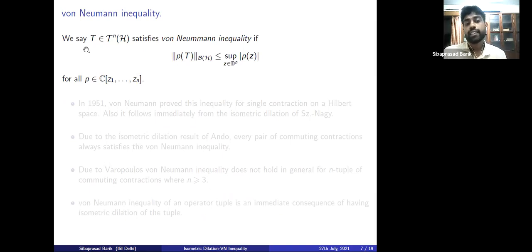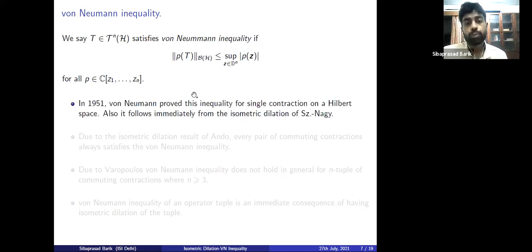An n-tuple of commuting contractions T satisfies the von Neumann inequality if the operator norm of P(T) is dominated by the sup norm of the polynomial P over the unit polydisc. And this happens for all polynomials in n variables. In 1951, von Neumann proved this inequality for a single contraction. Later, it immediately follows from the isometric dilation of Nagy.